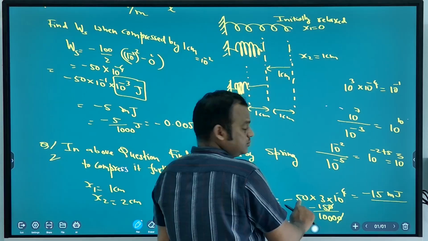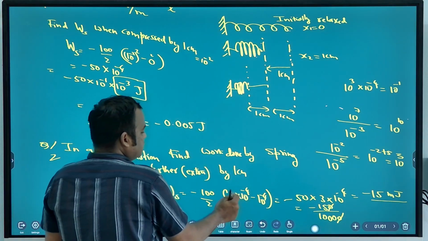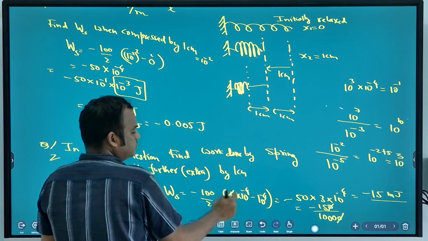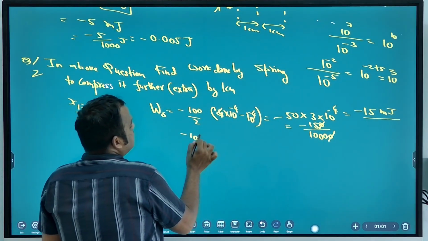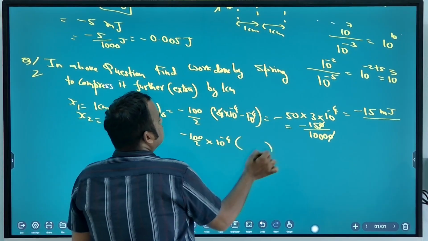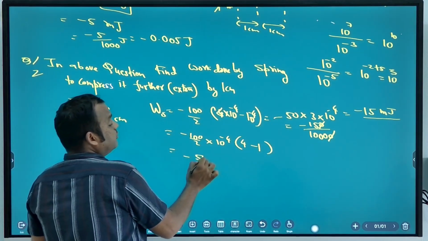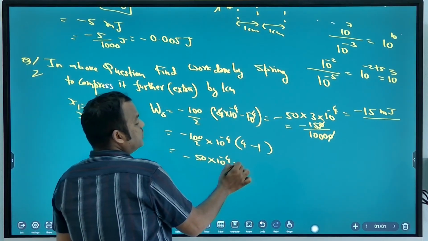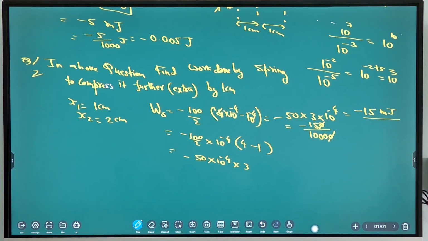Here, minus 50 into 3. How are we getting this? This 4 is there. So, minus 100 by 2, 10 power minus 4 you take common. So, what do you get? 4 minus 1. So, minus 50 into 10 raised to minus 4 into 3. Okay, clear? Common. Okay, done?